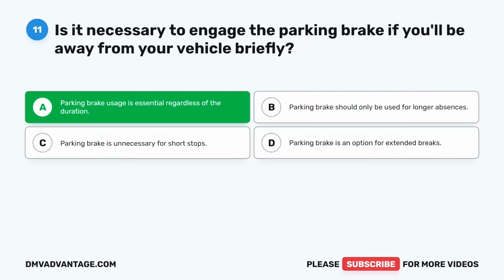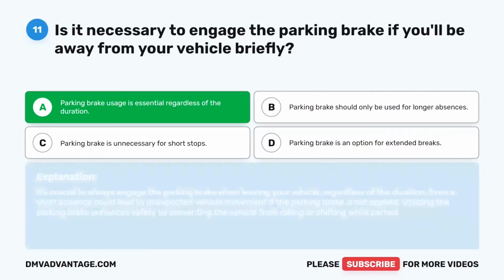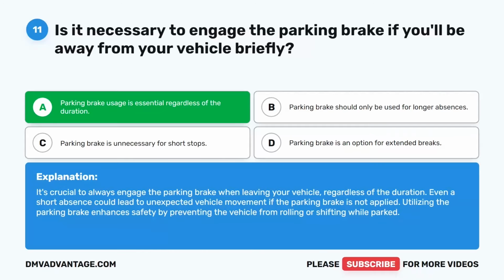Parking brake usage is essential regardless of the duration. It's crucial to always engage the parking brake when leaving your vehicle, regardless of the duration. Even a short absence could lead to unexpected vehicle movement if the parking brake is not applied. Utilizing the parking brake enhances safety by preventing the vehicle from rolling or shifting while parked.